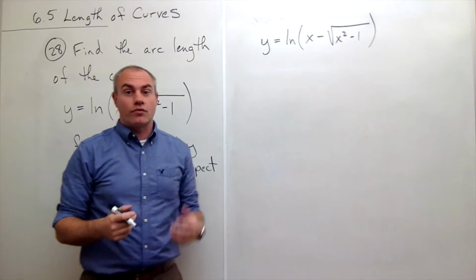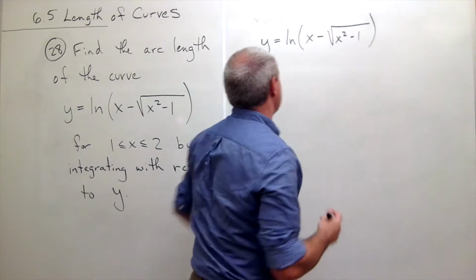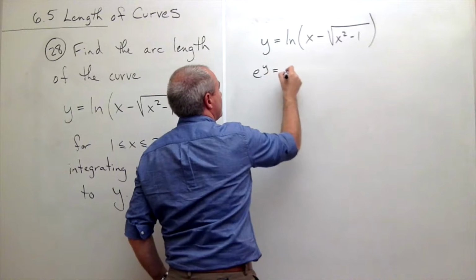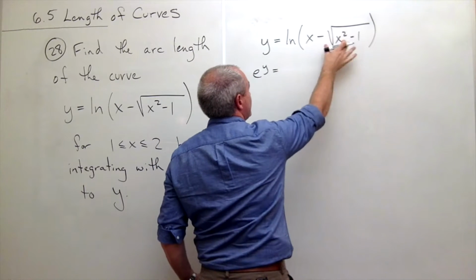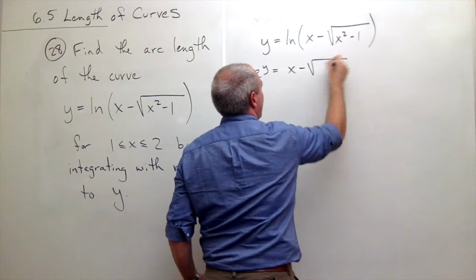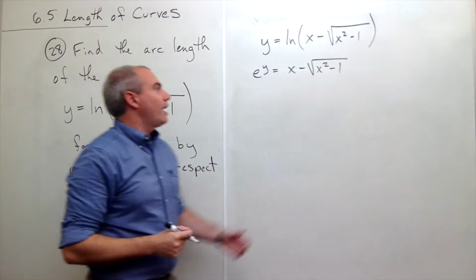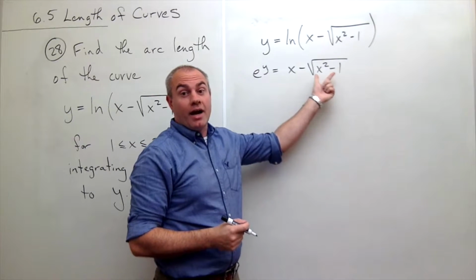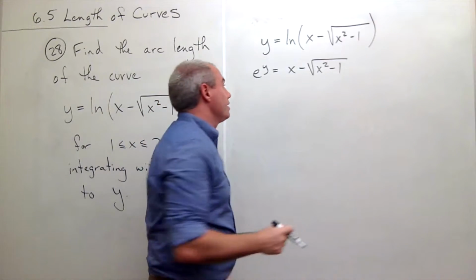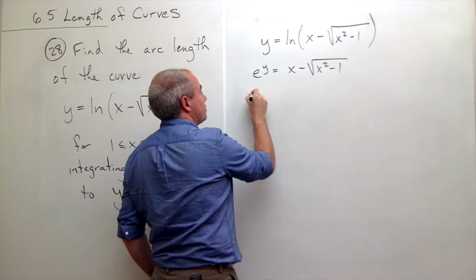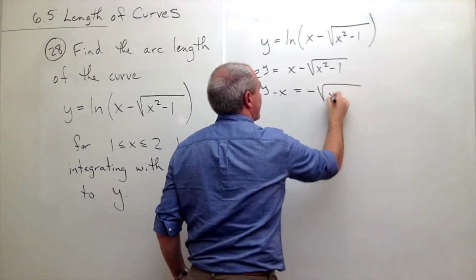So first let's raise both sides, make e to this side equal to e to this side. And so I get e to the y is equal to e to the ln of something. Well, e and ln are inverses, so I just get x minus the square root of x squared minus 1. I see that I have a square root here. I'd like to get rid of it, so if I can get it by itself, possibly I can square it. So I'm going to move this x to the other side and write e to the y minus x is equal to negative square root of x squared minus 1.